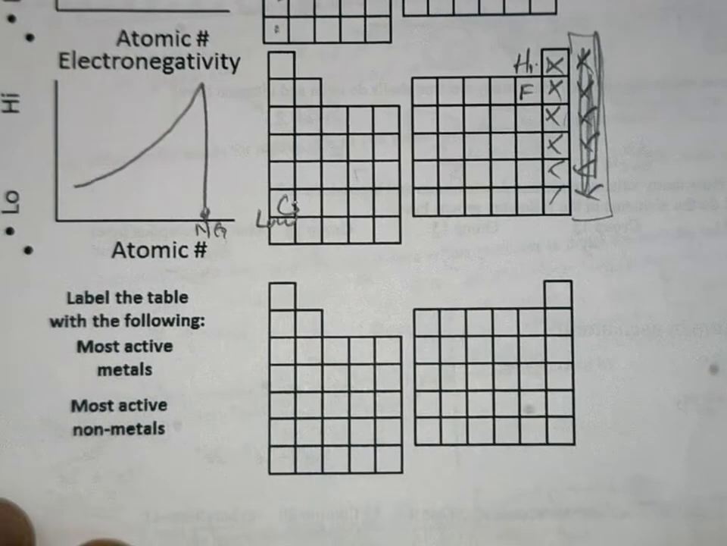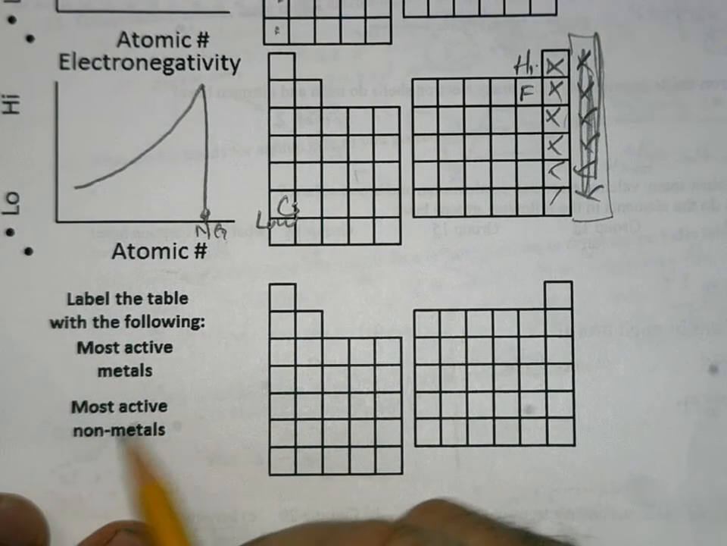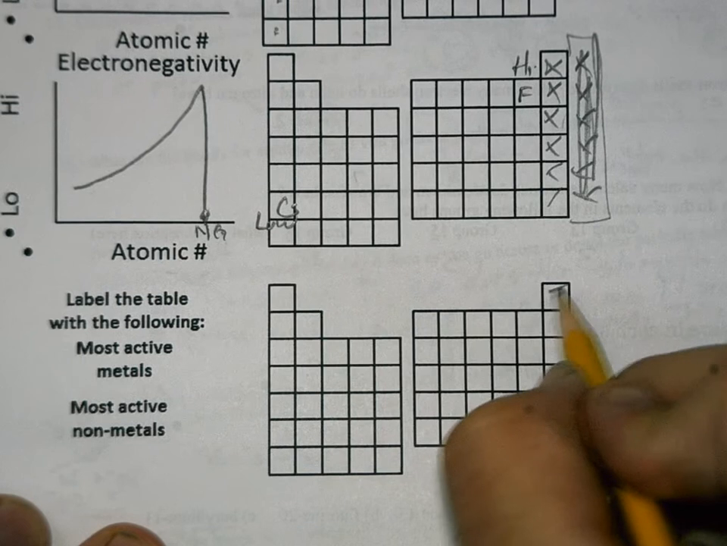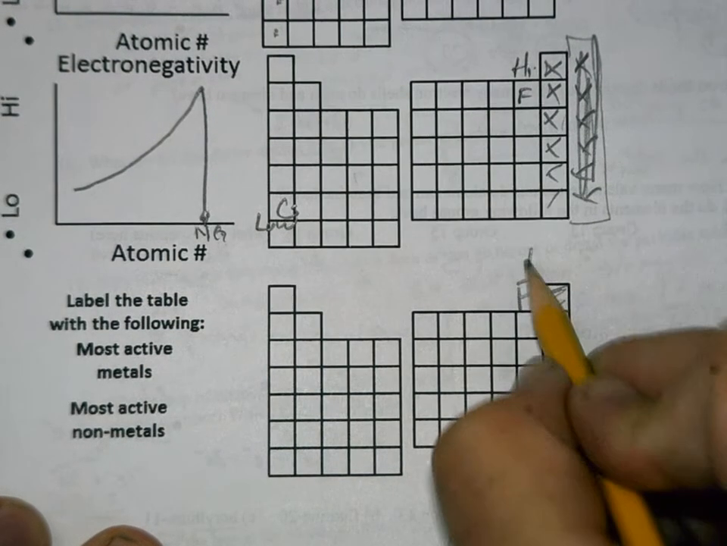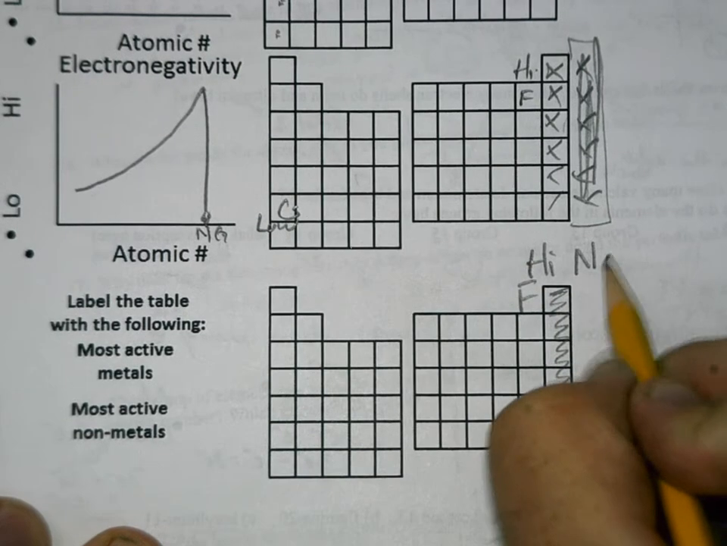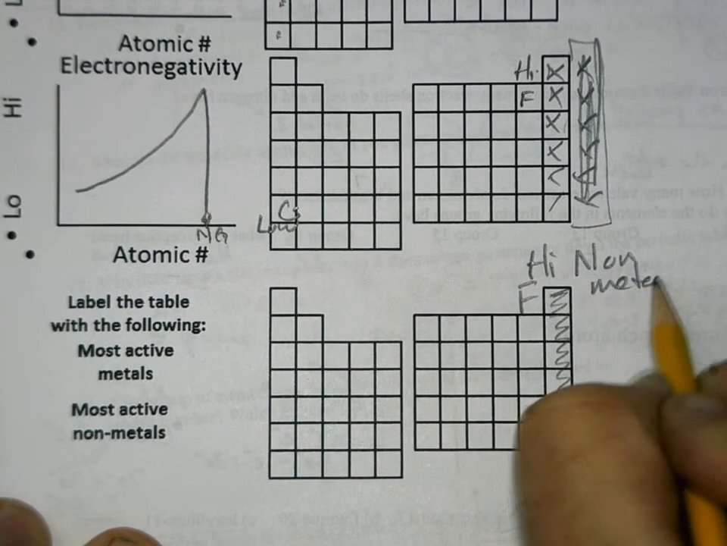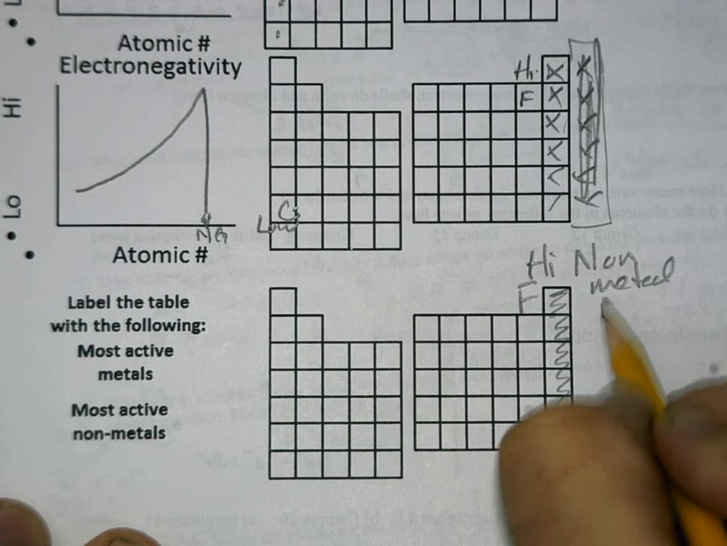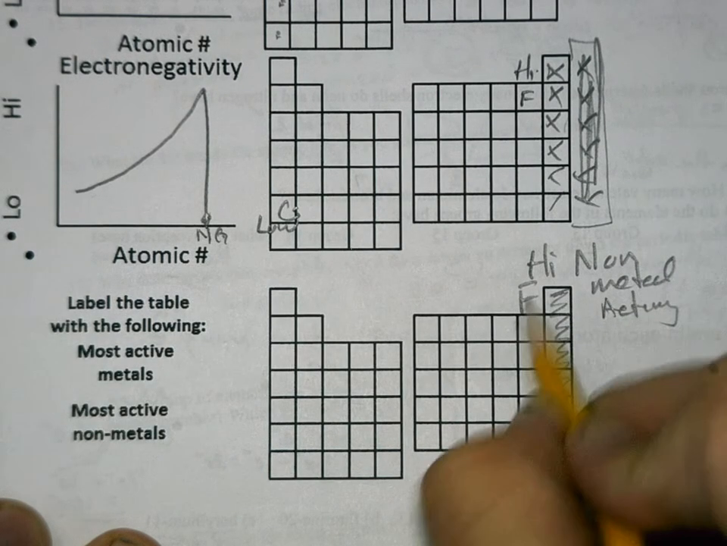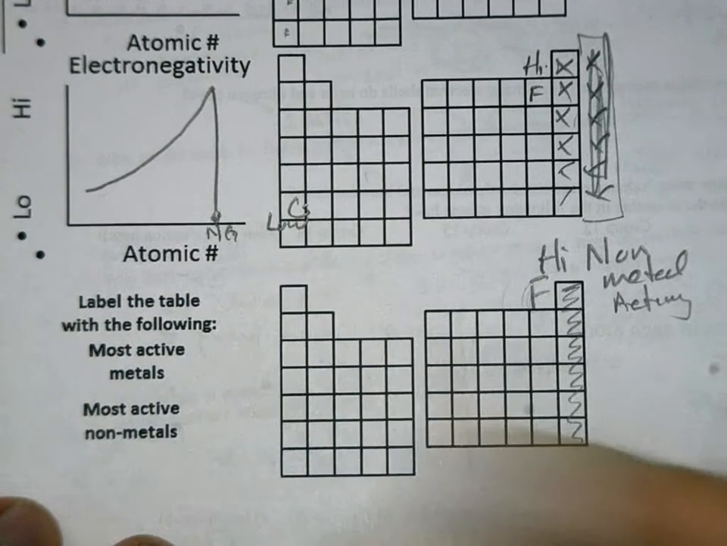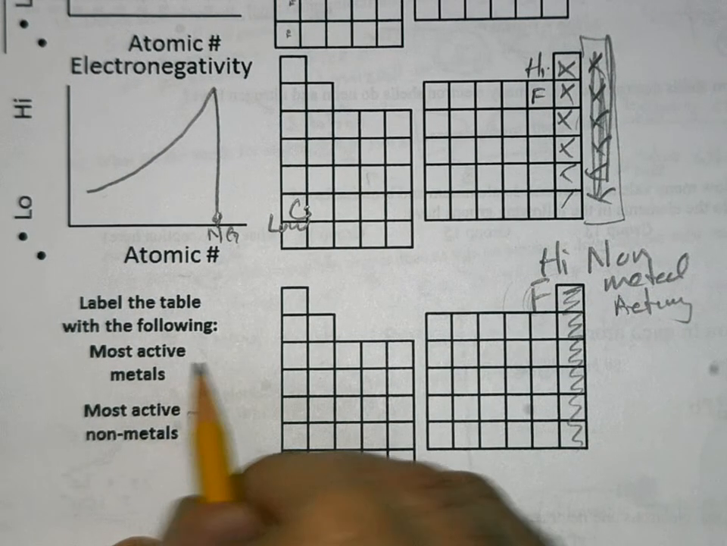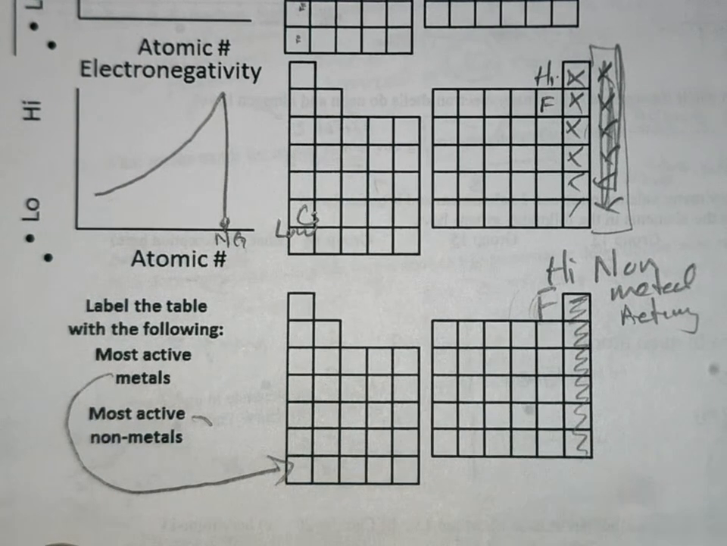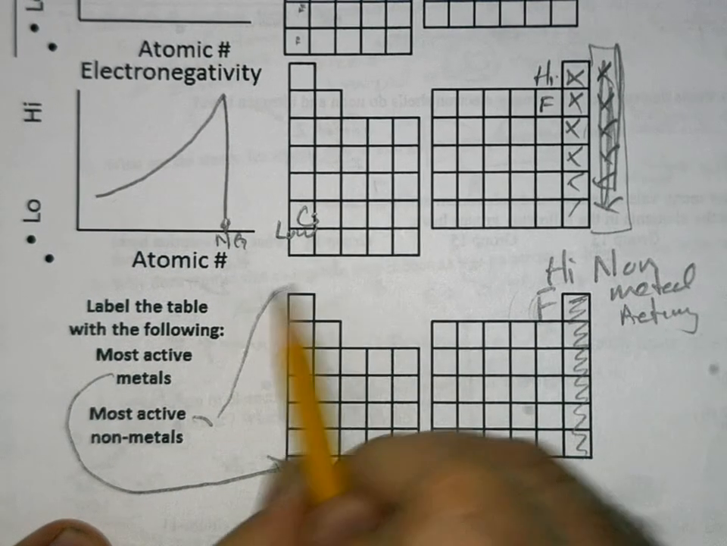And as we did in the alien periodic table, the most active nonmetals. Okay, so, well, these nonmetals are not active. Fluorine is the most active nonmetal. Highest nonmetal activity. So the most active nonmetals are up here. Down here is where we're going to have the most active metals. So let me see. The most active metals are right there. The most active nonmetals right up there.